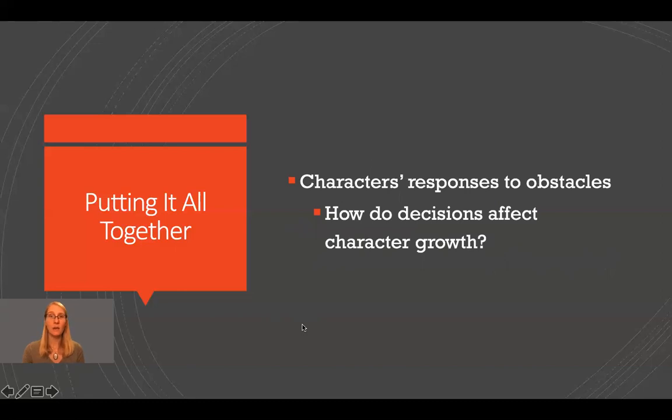Characters' responses to obstacles. So how do the decisions that your character's making affect growth? Right? If my character decided, forget them, I'll make new friends, right? That would be a very different story than I have betrayed these people who have given me nothing but support since I've gotten here. How do I make this right? So every time your character faces an obstacle in your story, you want to think about what decision is made, and then how does that affect the other events that are going to happen later on.